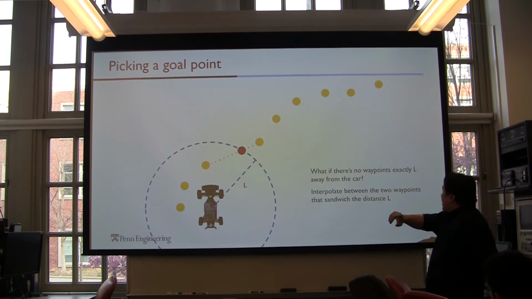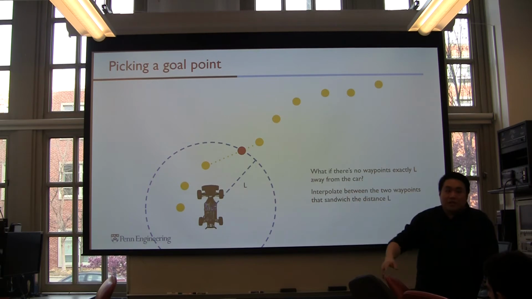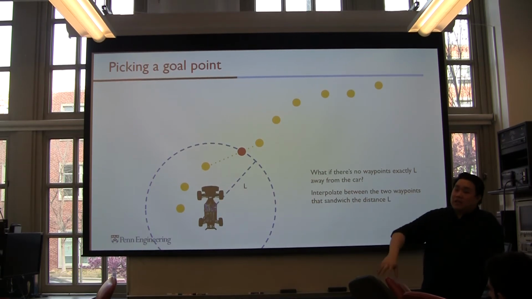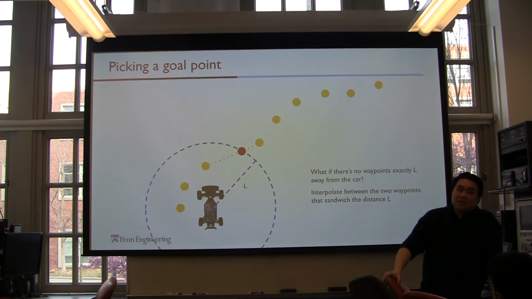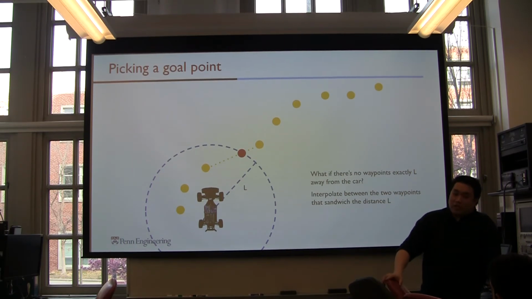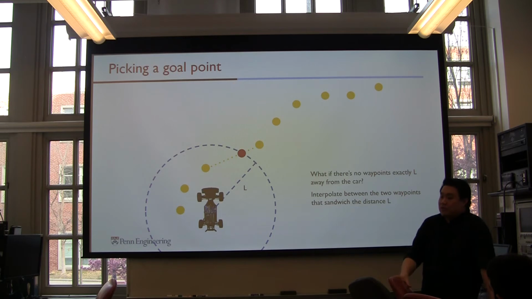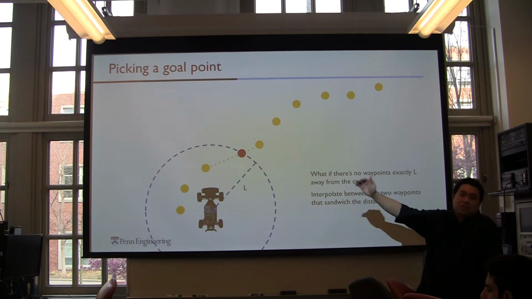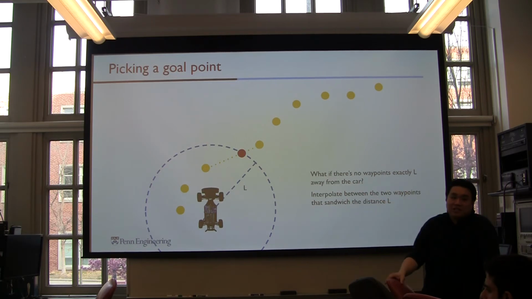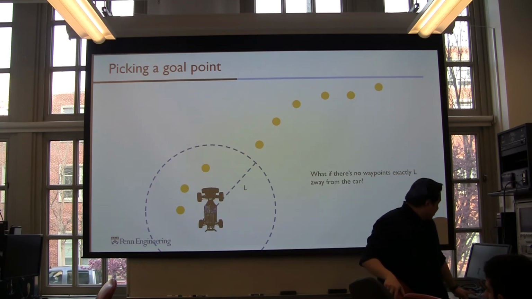So in this case, what should the look-at distance be when you're calculating the curvature of your arc? What should L be in that equation we saw before? Right, it should still be L, because you're interpolating at L. Is that point clear?